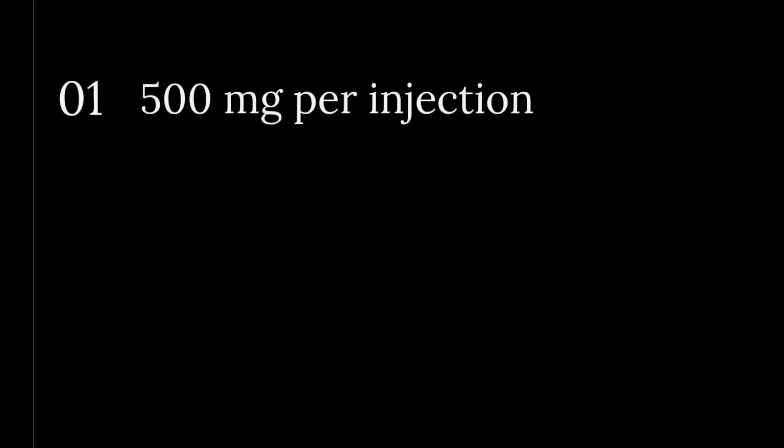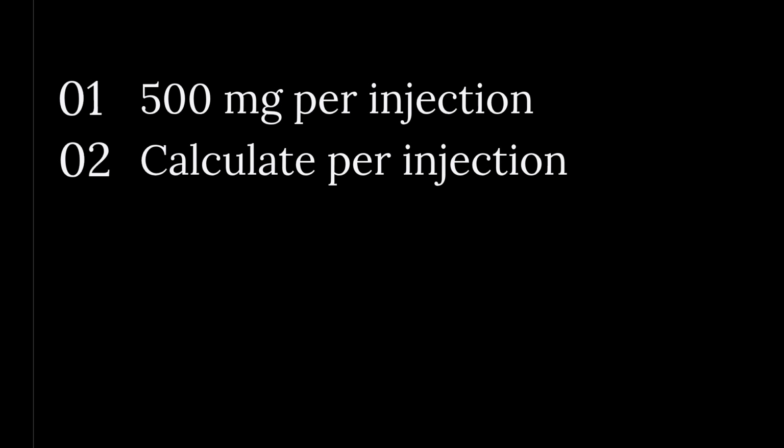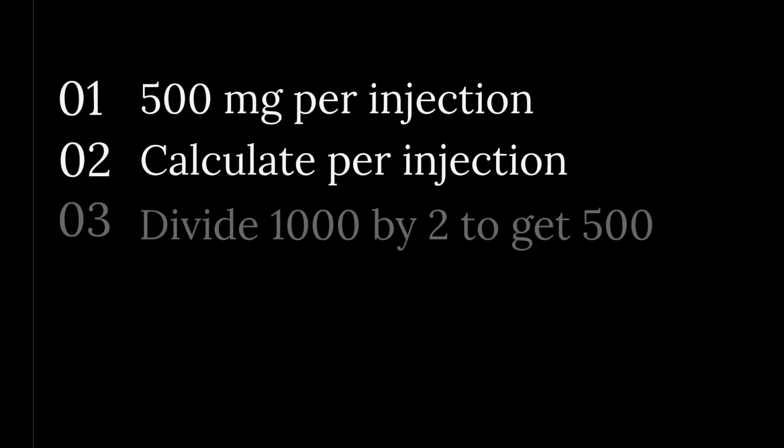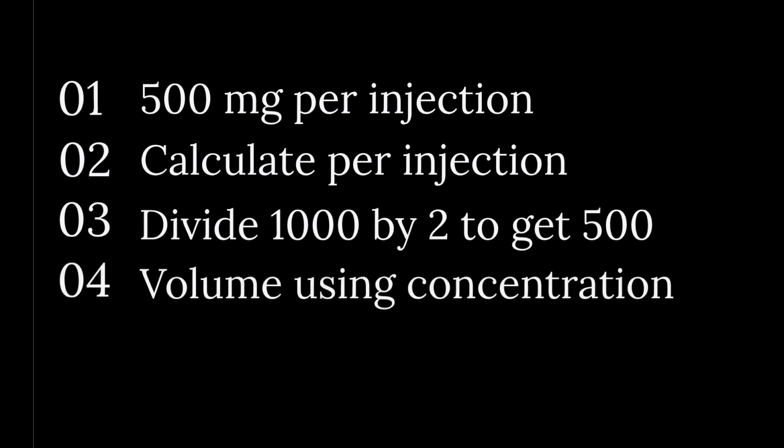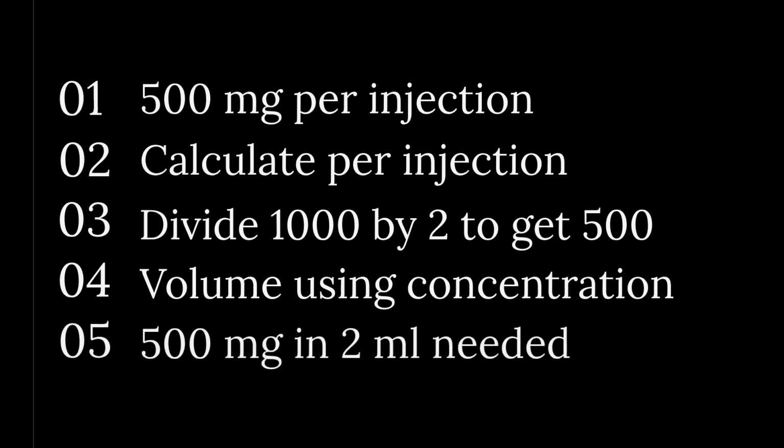For a 1,000 mg daily dose taken twice, calculate per injection. Divide 1,000 by 2 to get 500 mg. Calculate volume using concentration. For 500 mg in 2 milliliters, 2 milliliters are needed. The patient receives 2 milliliters per injection, twice daily.